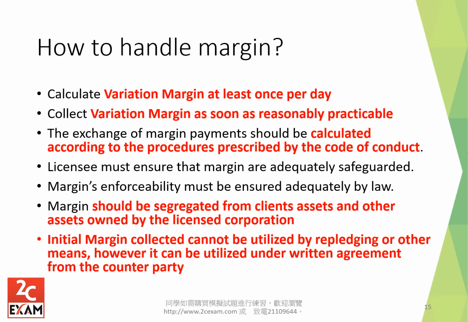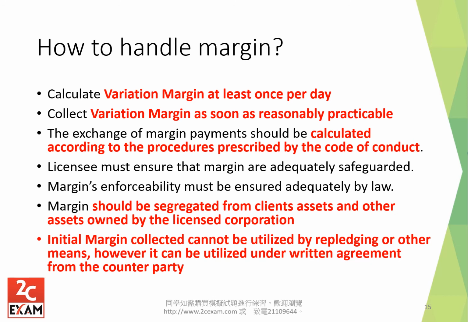So how should a licensed corporation handle margin being posted? First of all, they should calculate variation margin at least once per day. They must calculate the accurate amount of margin they should post and they should receive. They should collect. And once there's a need to collect margin payments, they should collect variation margin as soon as reasonably practicable. And the exchange of margin payments should be calculated according to the procedure prescribed by the Code of Conduct. So the Code of Conduct prescribes the methods of how to calculate the margin payments.